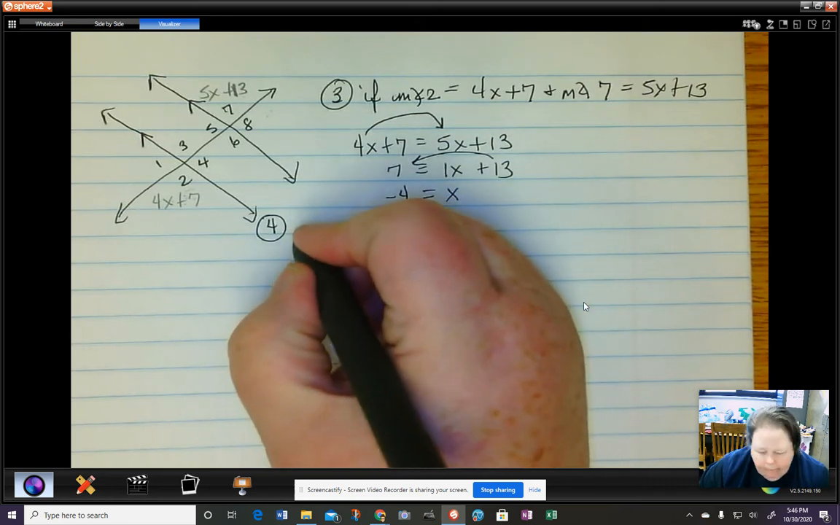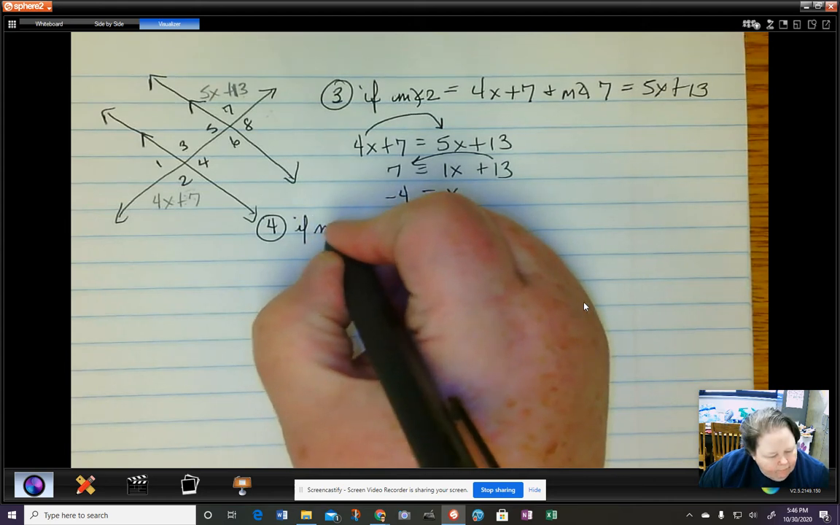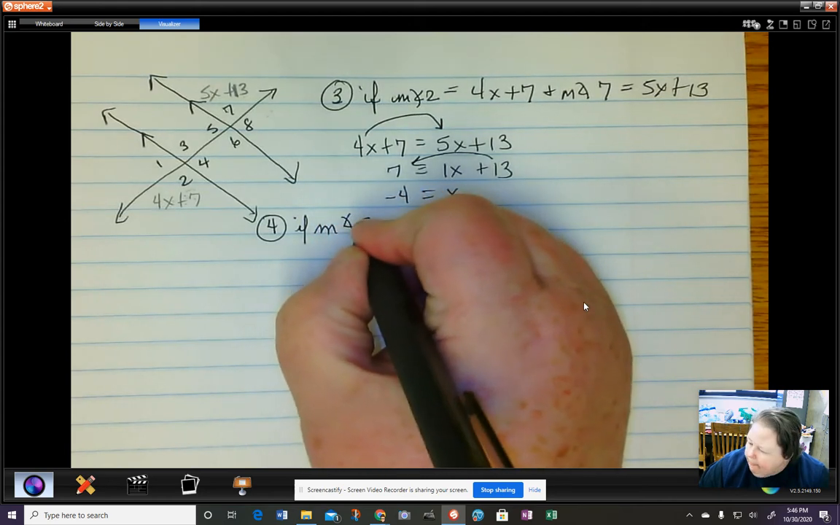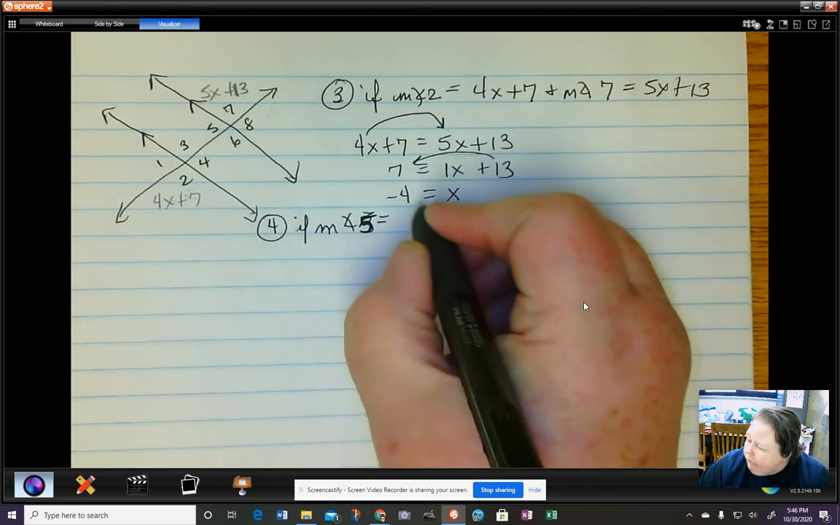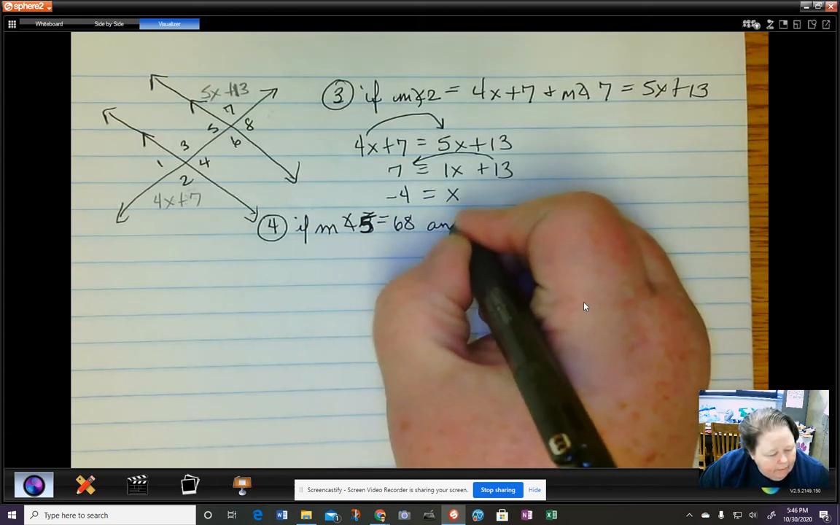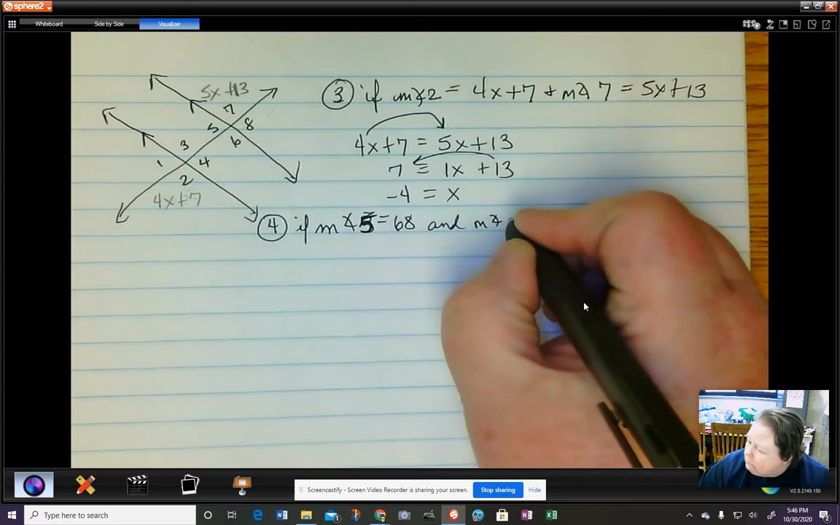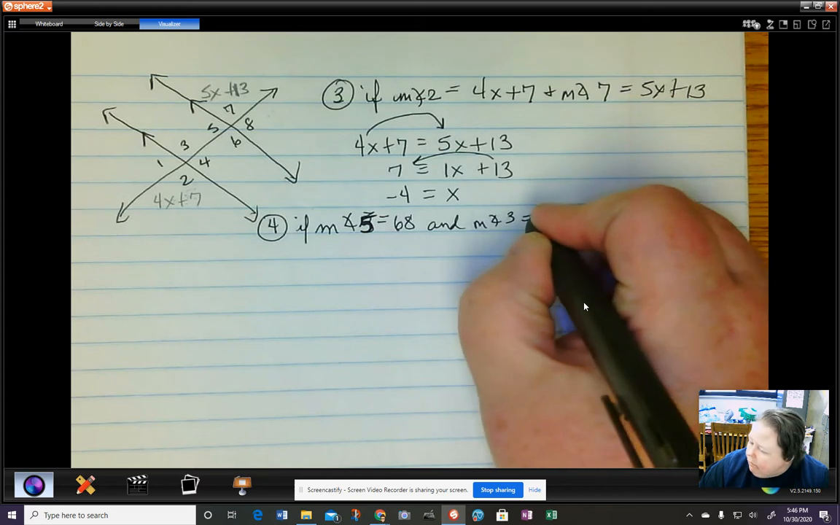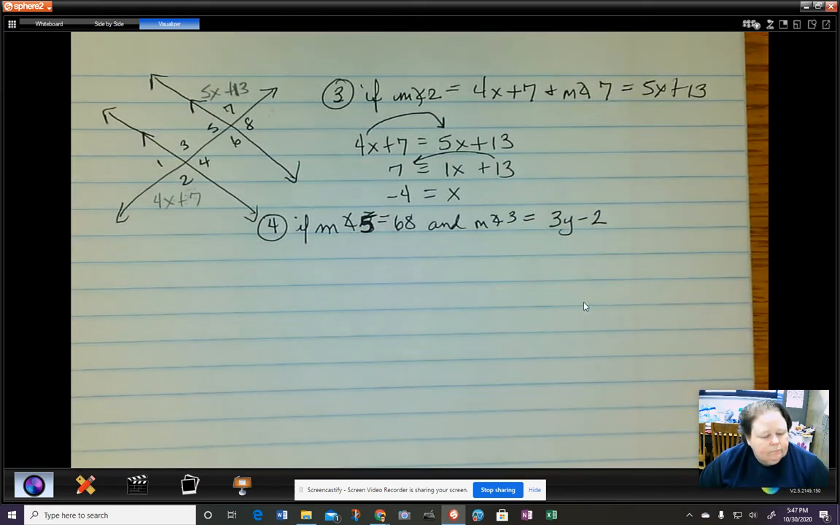Find y if the measure of angle 5 equals 68, and the measure of angle 3 equals 3y minus 2. Okay, let me erase the markings.